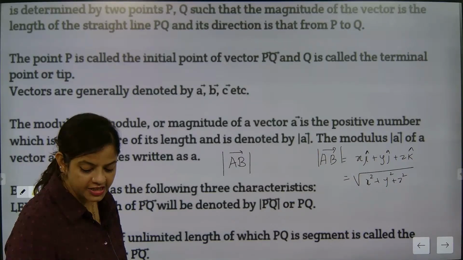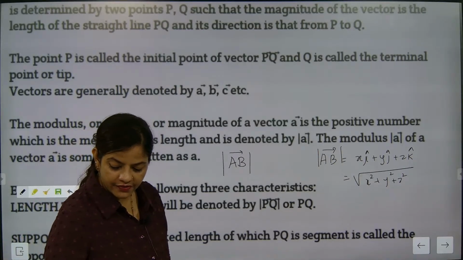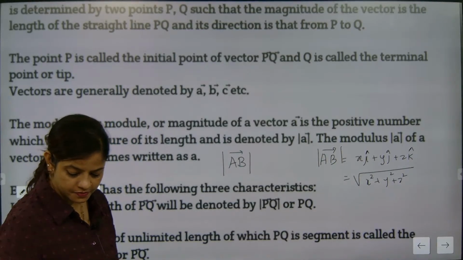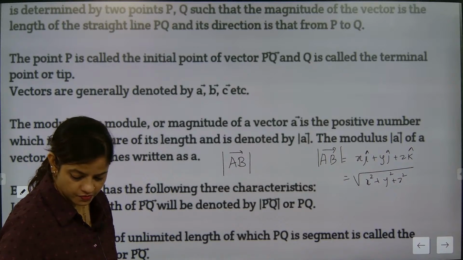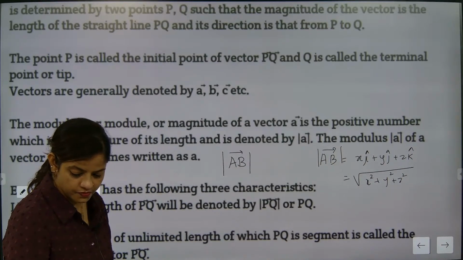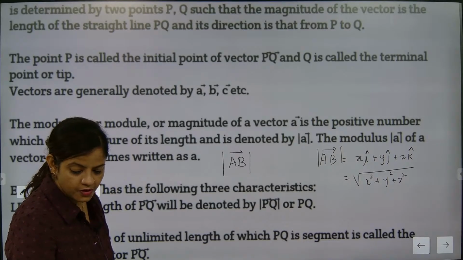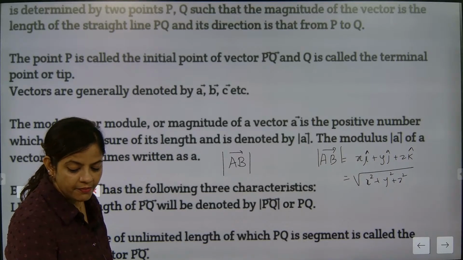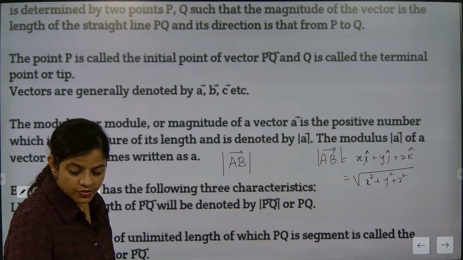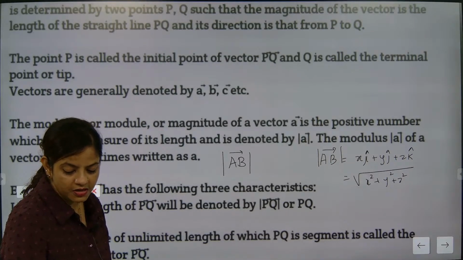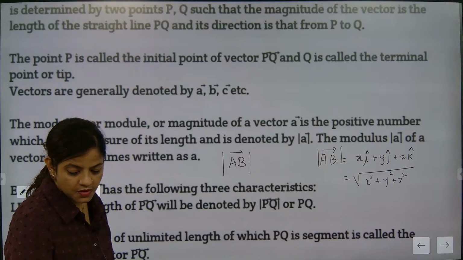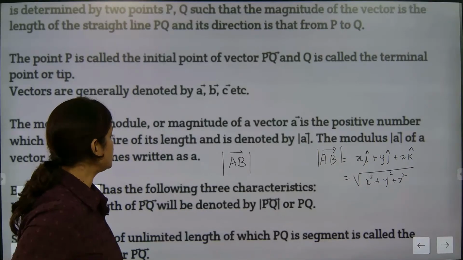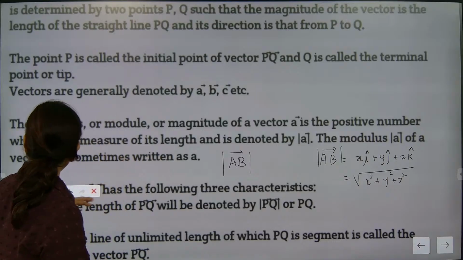This is considered as magnitude of a vector. Can we do it? This is considered as magnitude of a vector beta. So this is magnitude of a vector. We will do the next part. Now we are going to talk about magnitude of a vector afterwards.